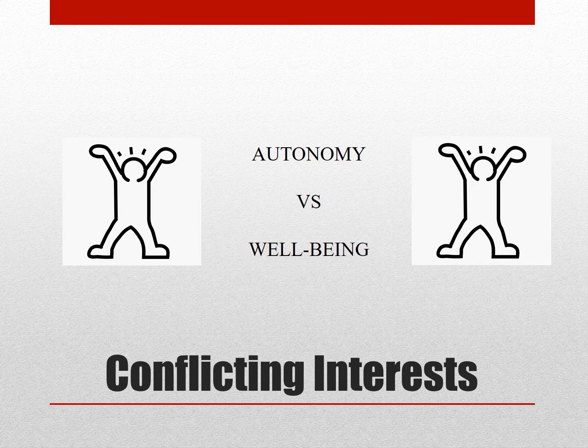Or how do we decide when one person's autonomy is in conflict with another person's well-being? What if one person, for instance, does not wish to wear masks during the COVID pandemic, and another person wishes to not get COVID? In other words, how do we deal with the fact that one person's freedom may come into conflict with another person's well-being or health interests?